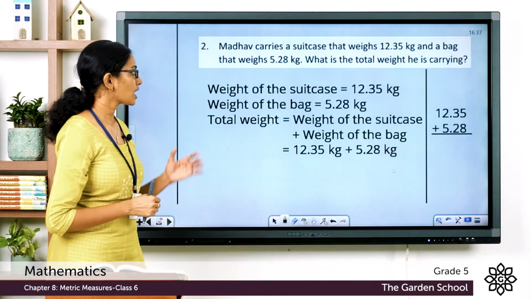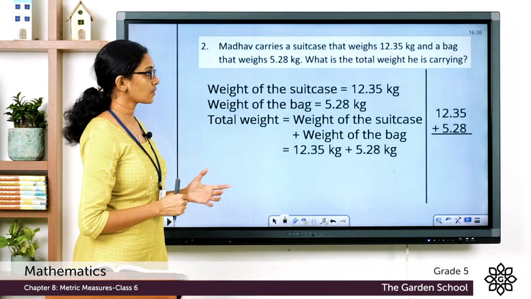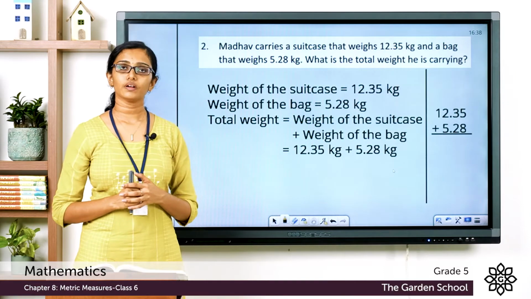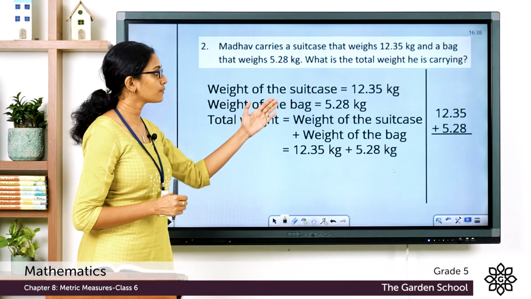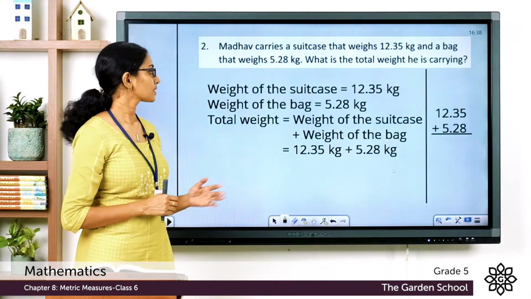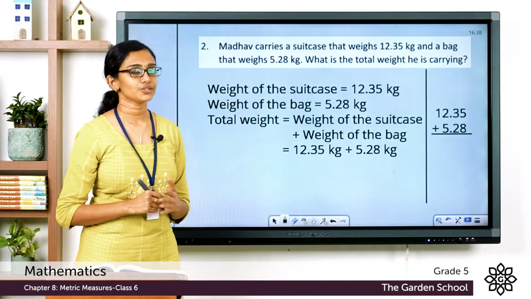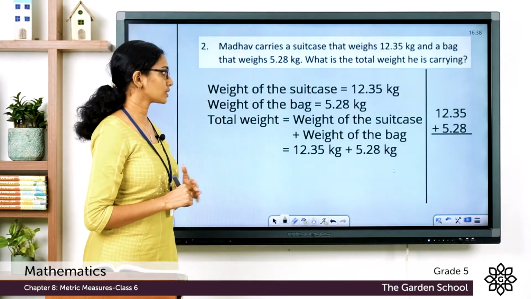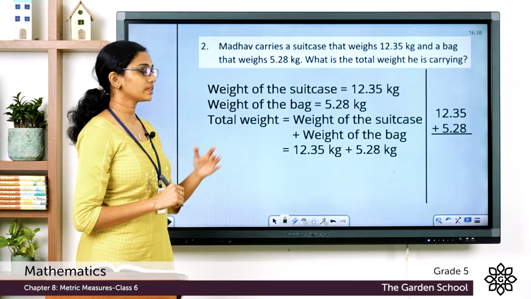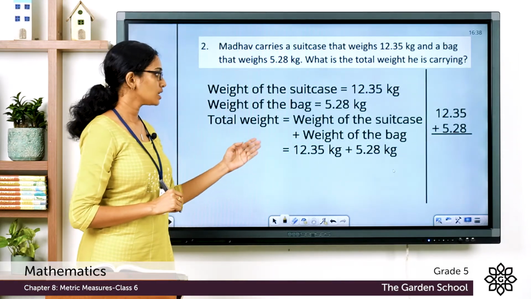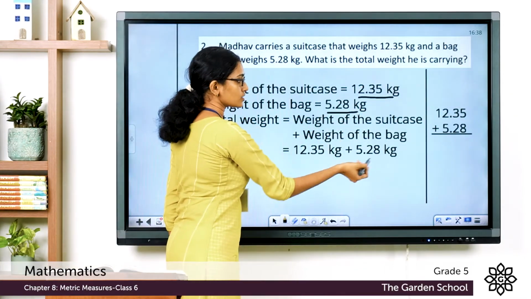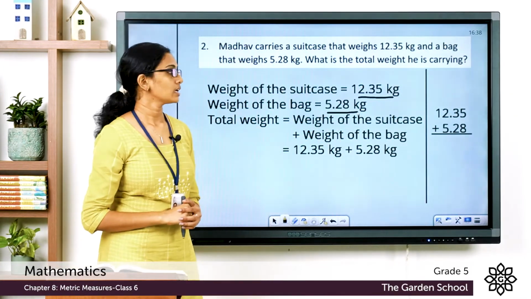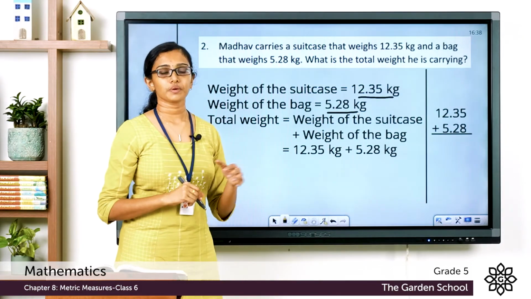That is the total weight. Let's see the steps. Weight of the suitcase is equal to 12.35 kilogram. Weight of the bag is equal to 5.28 kilogram. So the total weight will be equal to weight of the suitcase plus weight of the bag, which is 12.35 kilogram plus 5.28 kilogram.